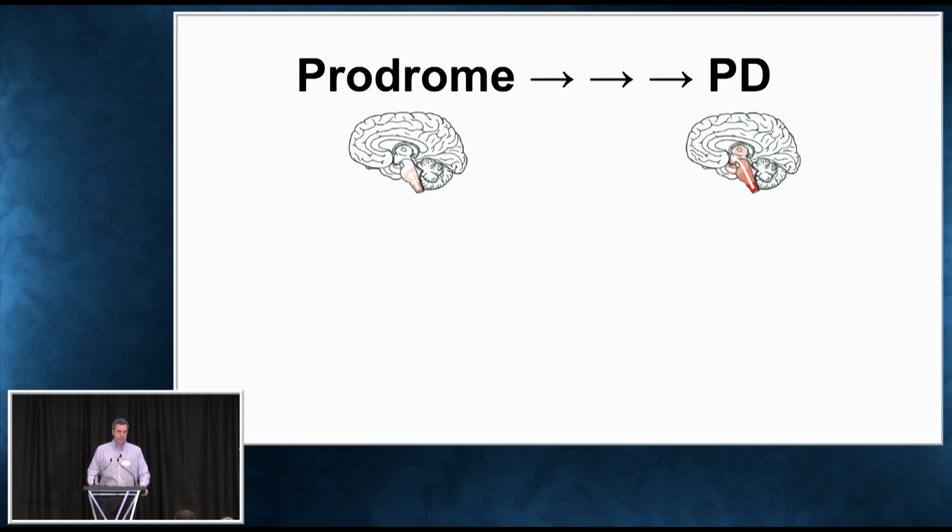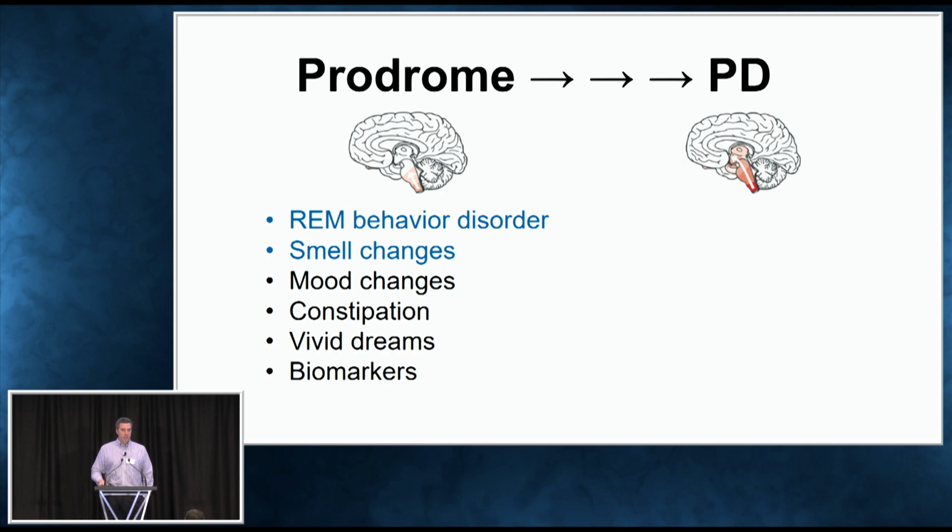And so the prodrome, as I said, we really do think that pathology is going on in the brain, lower brainstem, olfactory areas for smell, well before we can make a clinical diagnosis by tremor, stiffness, slowness, mobility changes. The two major parts of the prodrome, the pre-diagnostic, pre-tremor, stiffness, slowness part of Parkinson's disease, are the REM behavior disorder and the smell changes.